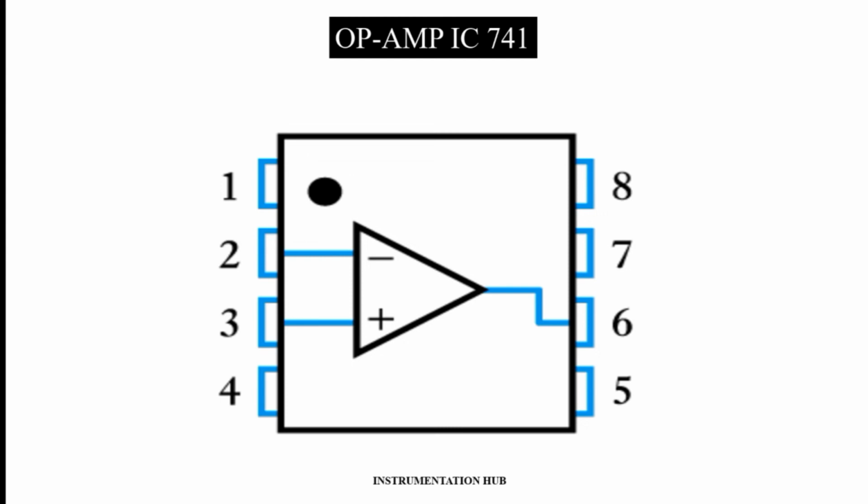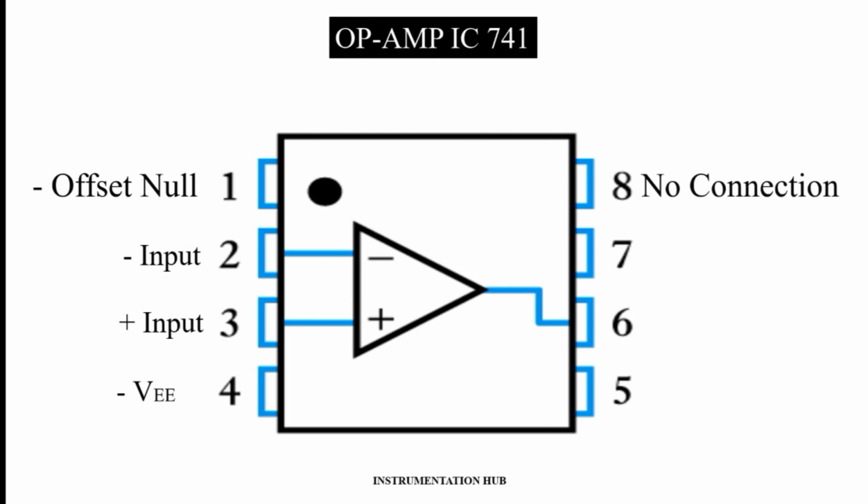So let's see what the different terminals of IC 741 are. The first is offset null. Second is the negative input, which is the inverting terminal. Third is the positive input, which is the non-inverting terminal. Fourth is minus VEE, the negative supply voltage. Fifth is offset null. Sixth is the output of the OPAMP. Seventh is plus VCC, which is the positive supply voltage, and eighth is a no connection pin.